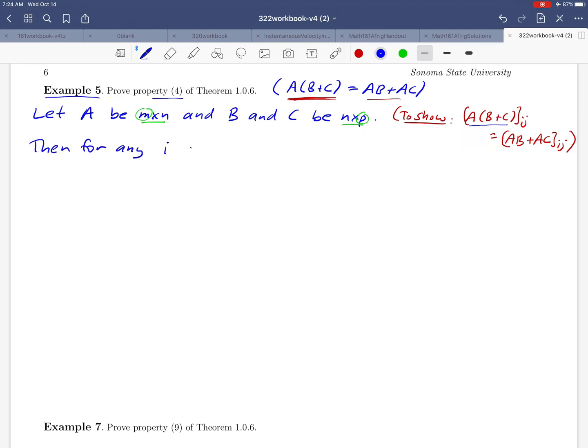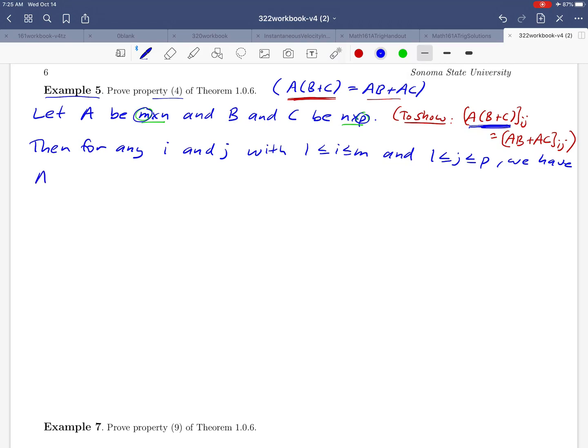Okay, so for any i and j, that's going to be our row position and column position with our row position between 1 and m, and our column position between 1 and p. Okay, we got that again by noticing that our products are going to have those dimensions. Okay, we'll start with the left-hand side of our equation up here.